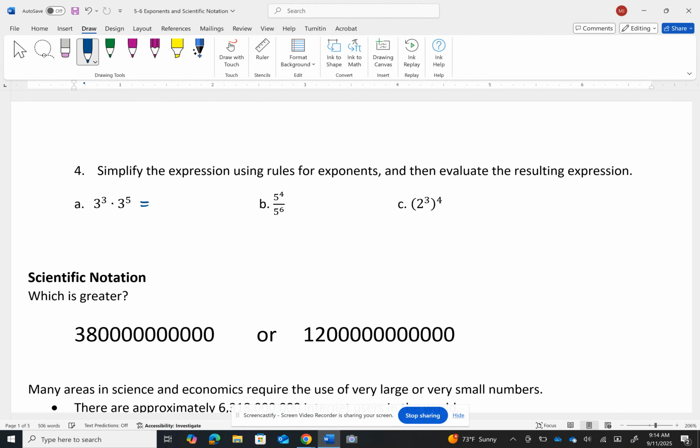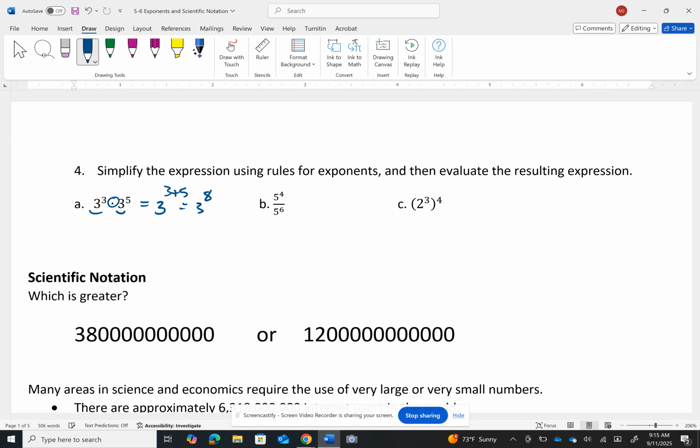So here we have a 3 as the base on both of these, and it's multiplying. So that means we could add exponents. So that's going to be 3 raised to the 8th power. I'll come back and evaluate those in a minute. I'll grab a calculator.